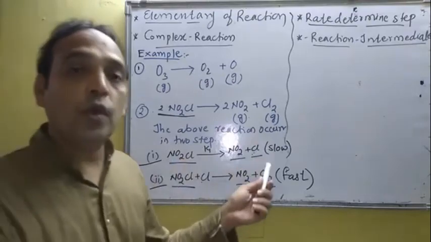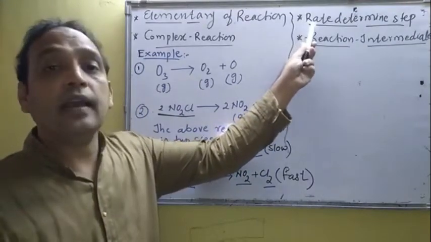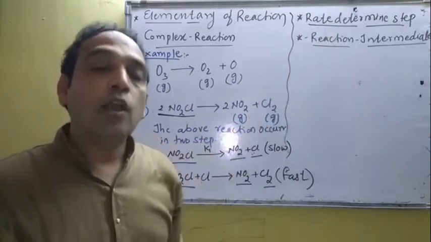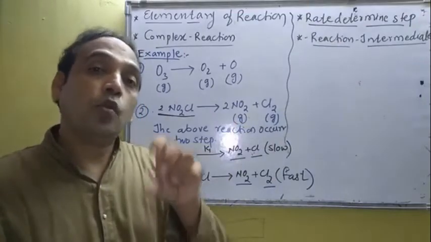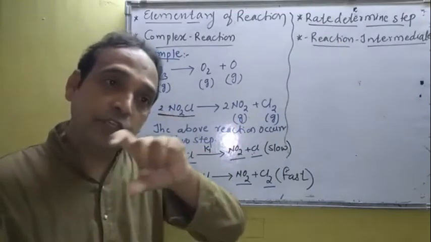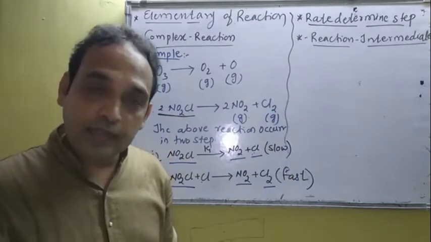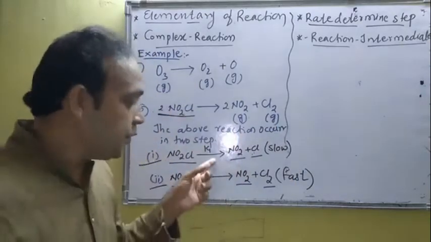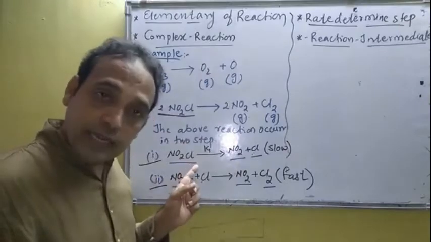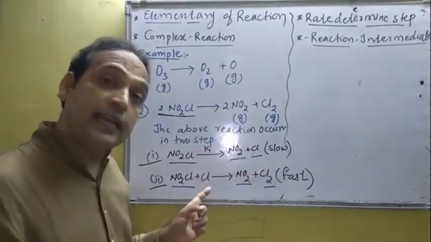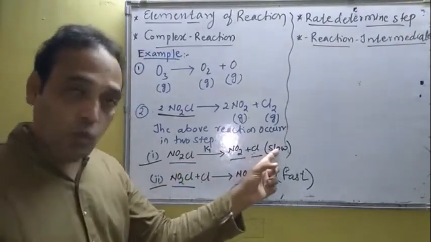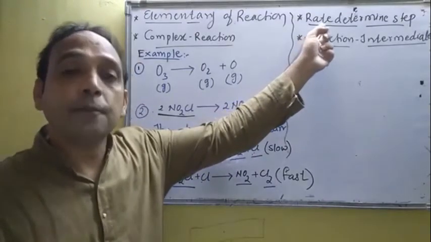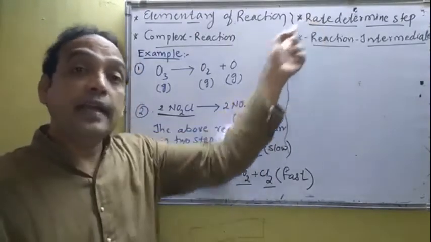Now related to this slow and fast step, our next concept is the rate determining step. What is the rate determining step? In a complex reaction, a series of elementary reactions take place. मीन्स उसमें एक से ज्यादा स्टेप रहते हैं. जैसे यहाँ पर 2 स्टेप है. One of the steps is slower than the second step, and this slow step is the rate determining step.